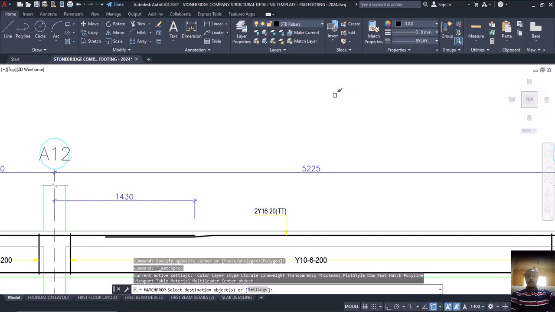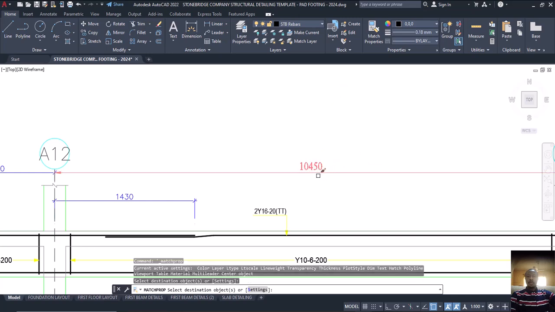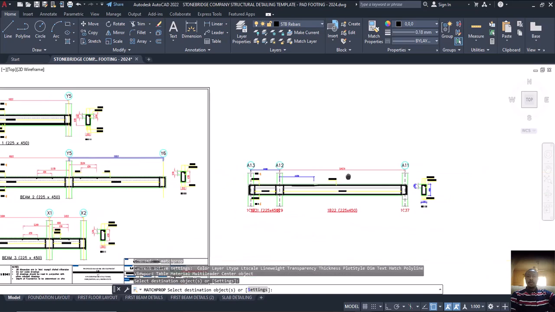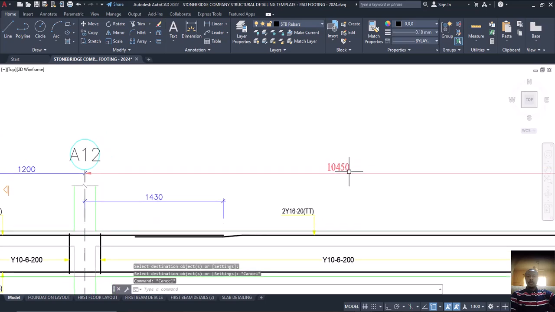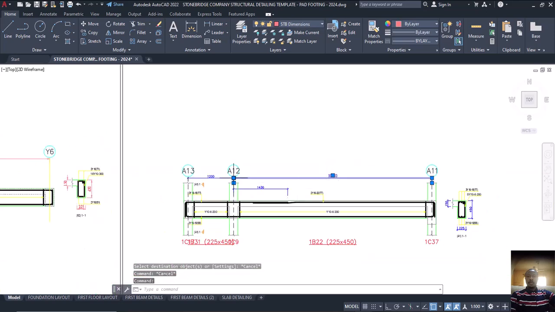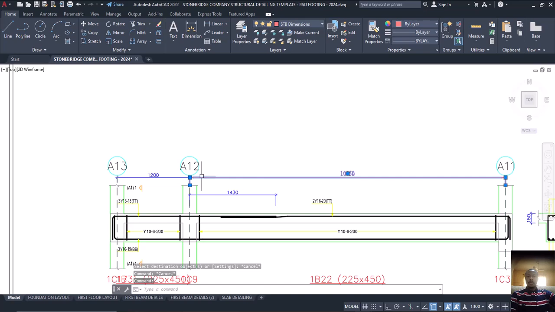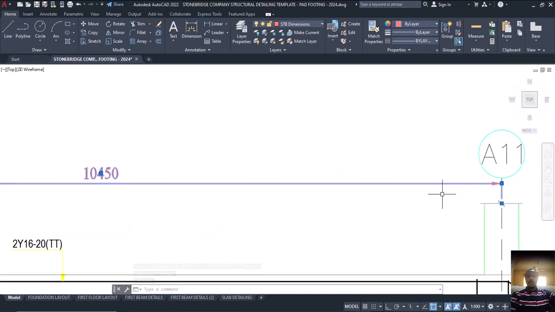5,225. Am I correct? So now let me match the property. Can you see? 5,450. So you can now see the difference, which in real sense, this dimension is not a true dimension of this place. It's not a true dimension of this place.